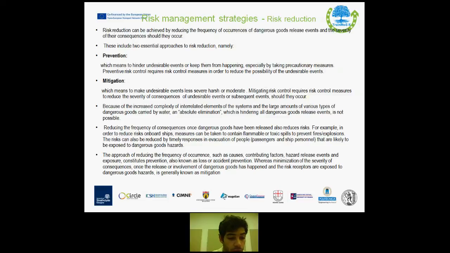For example, in order to reduce risks on board ships, measures can be taken to contain flammable or toxic spills to prevent fires and explosions. The risks can also be reduced by timely responses in evacuation of people, passengers and ship personnel that are likely to be exposed to dangerous goods hazards. The approach of reducing the frequency of occurrence, such as causes, contributing factors, hazard release events, and exposure, constitutes prevention, also known as loss or accident prevention, whereas minimization of the severity of the consequences once the release or involvement of dangerous goods has happened and the risk receptors are exposed to dangerous goods hazards is generally known as mitigation.